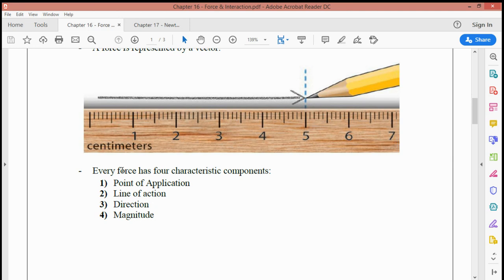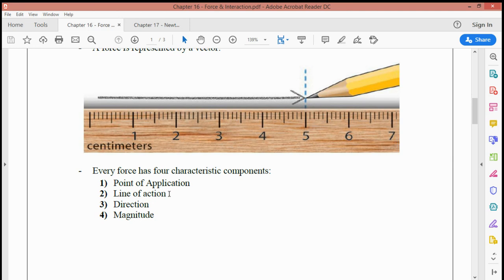Every force and every vector has four characteristics: the point of application, line of action, direction, and magnitude. The point of application is where the force starts. In case of the contact forces, the point of application is the point of contact. When the force is acting from distance, like the weight, magnetic and electric or electrostatic, it's drawn from the center of mass, or we say the center of gravity.